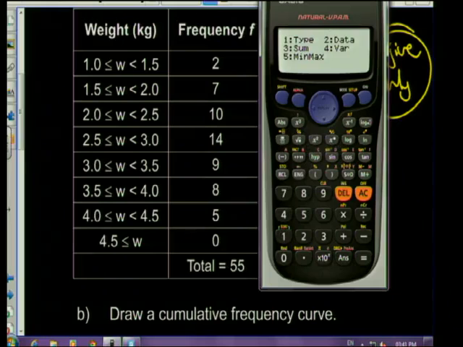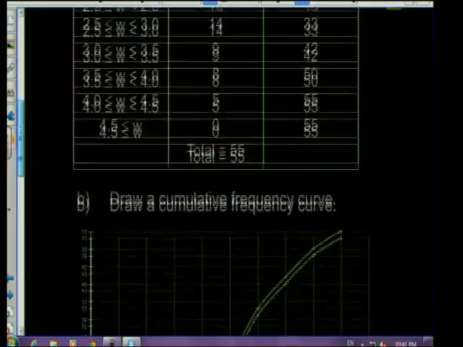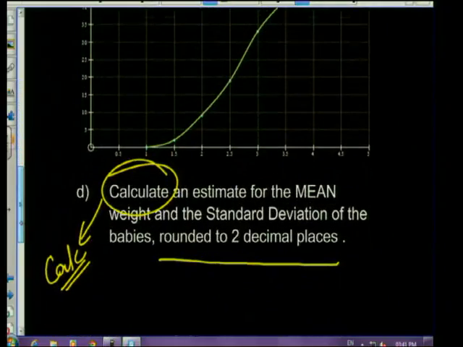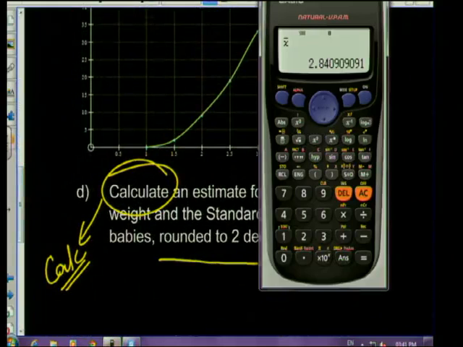Now I'm going to my var, and then option 2 is very important. That X bar is the mean. Remember, we were finding an estimate for the mean. You might think, oh my word, the mean is 0. I haven't pressed equals yet. So I'm calling up the mean, press equals, there is my mean. I'm just going to go down now. I'm going to need to call back my calculator. So my mean is 2.84.